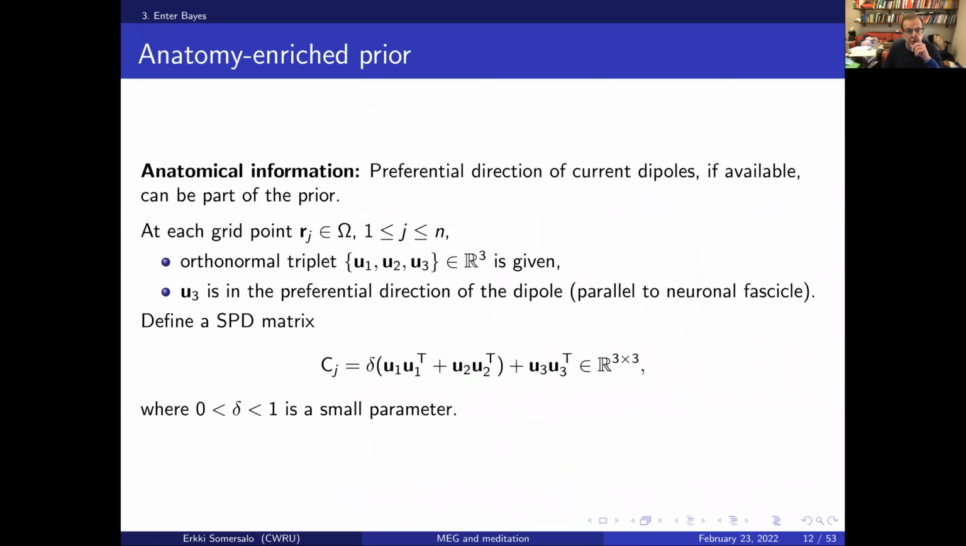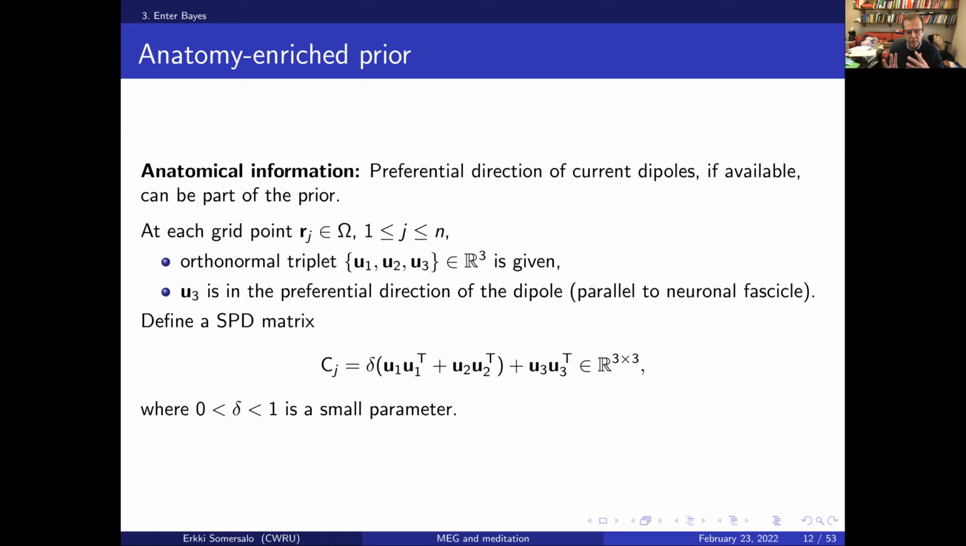Okay, so what is the information? How do we enter this information in this hierarchical model? So first of all, we have anatomical information. When this MEG measurement is done, an MRI scan of the subject is also performed, and so we know the anatomy of the brain. And so there is a certain preferential direction in certain brain regions for the dipoles, or the electric currents, to occur.